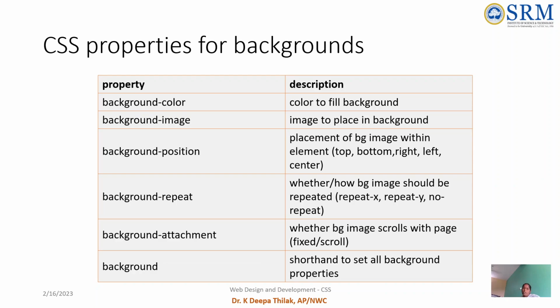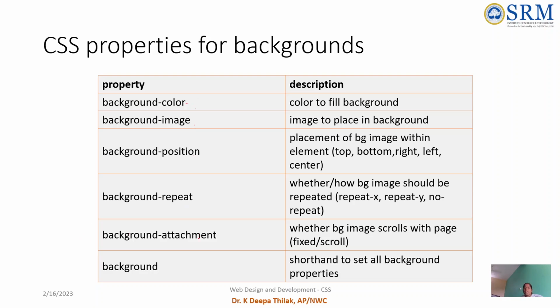And next is the backgrounds. If I want to set the background for my screen, that is a web page, I can set the background color, image, position, repeat, and attachment. Background color, we know what that is. Image means what image I need to set. Position is whether to the left, right or center, which position I am going to set it at. And background repeat is, if I want to set some image as a background, whether I need to repeat the image or use a single image, I can specify using this background repeat.